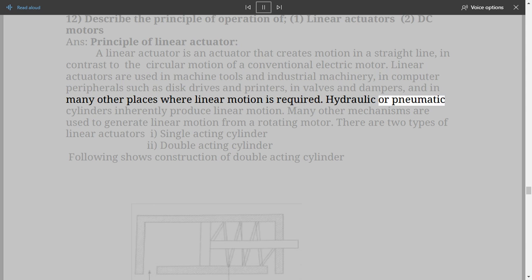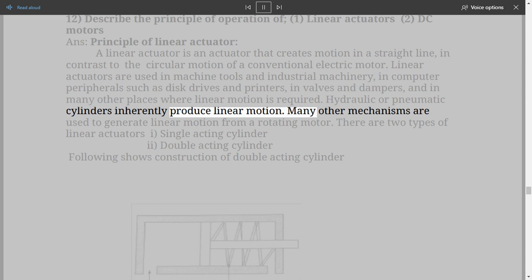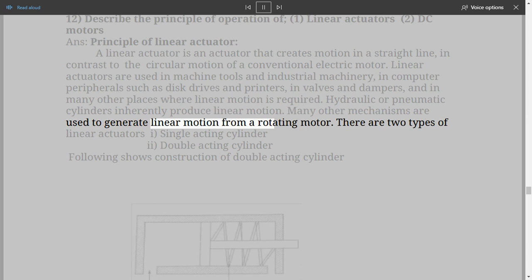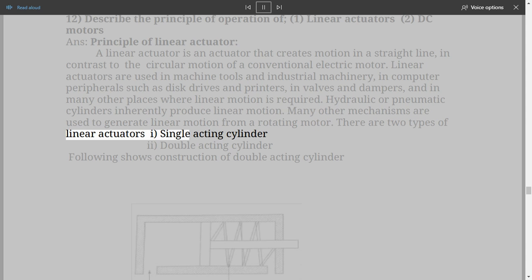Hydraulic or pneumatic cylinders inherently produce linear motion. Many other mechanisms are used to generate linear motion from a rotating motor. There are 2 types of linear actuators: 1. Single acting cylinder. 2. Double acting cylinder. Following shows construction of double acting cylinder. DC motor.